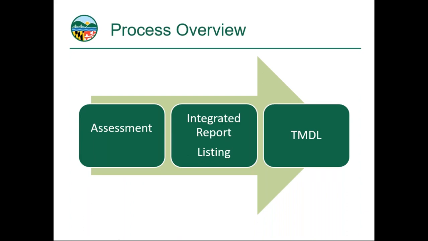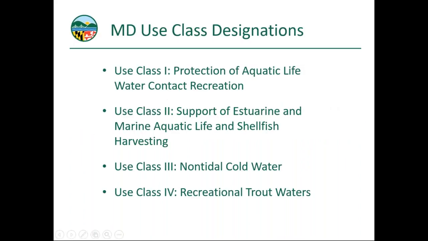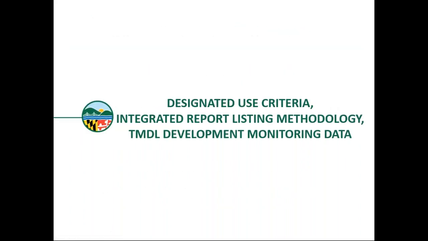So for those of you, I'm sure most are familiar, but the basic process is that we do an assessment. Then it gets on the integrated report, and then we have a TMDL. So first, I wanted to cover everything. Some of this contains what we're actually doing and some of it is lessons learned, so hopefully other people can find this useful throughout the country.